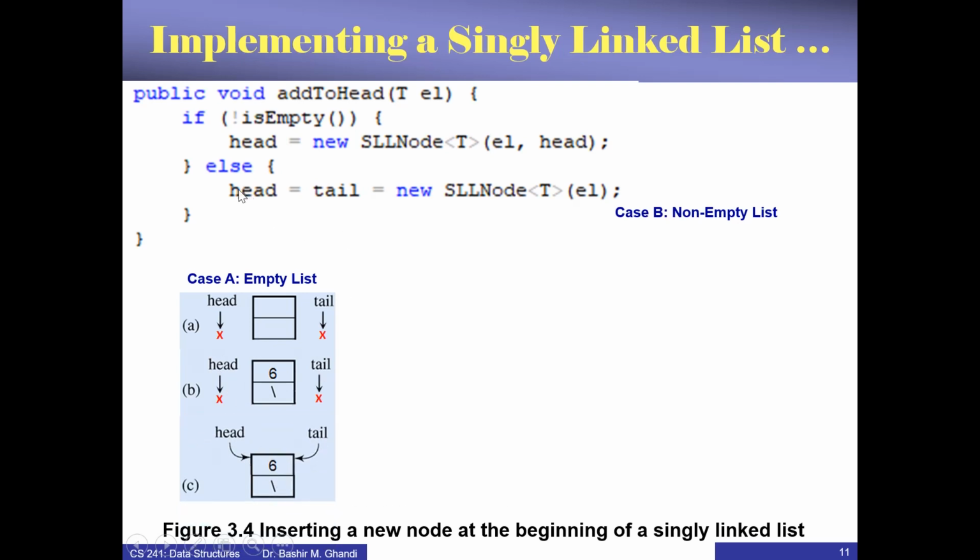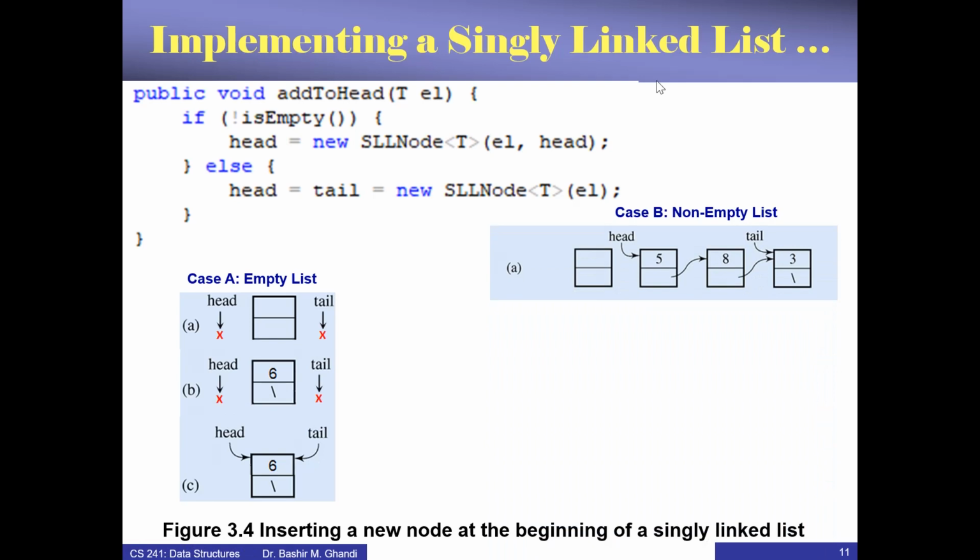So the effect of this statement is shown here. We start from an empty list where we have head equal to null and tail equal to null, to a list that now has one node. Since this is the only node, it is both the first node and the last node, and therefore both head and tail will point to that single node. So this is what addToHead will do in case the list is empty.